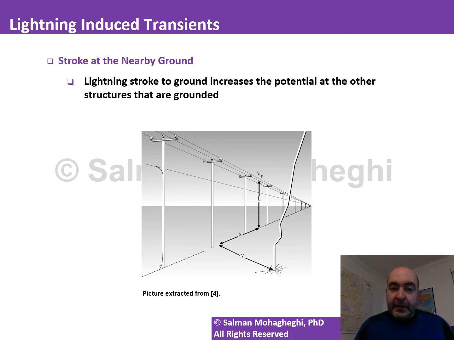A third possibility is for the lightning to not directly hit the tower or the ground wire or phase conductor, but to hit the ground nearby. When that happens, especially if the distance is small, high voltages may be induced in the phase conductor. So that's one problem leading to overvoltages. And the other issue is that it can actually increase the ground potential of the system. And that can lead to serious issues for the system protection as well.